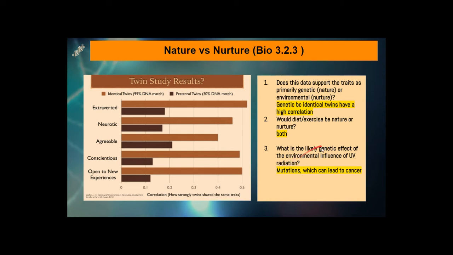The genetic effect of UV radiation. So if you're in too much sun, that could lead to mutations of your DNA. That can lead to cancer.